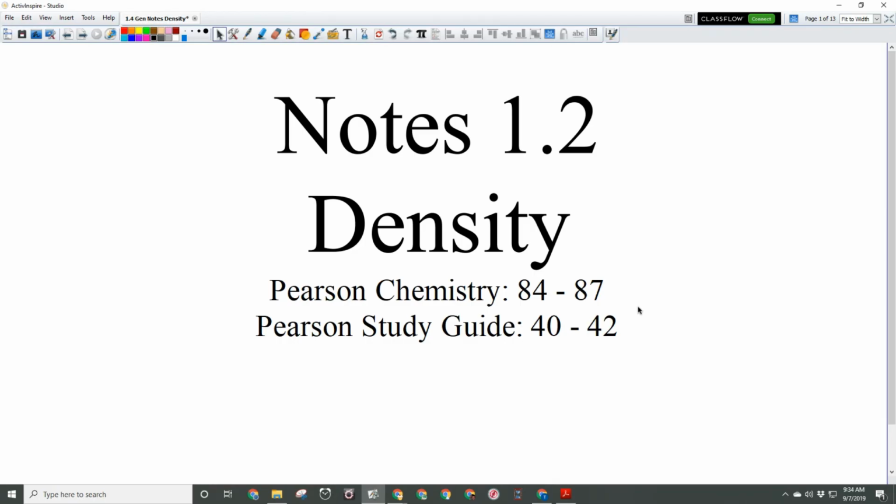Back. We're doing notes 1.2. This is on density. In your book, it's pages 84 through 87. And in your study guide, that's going to be pages 40 through 42.